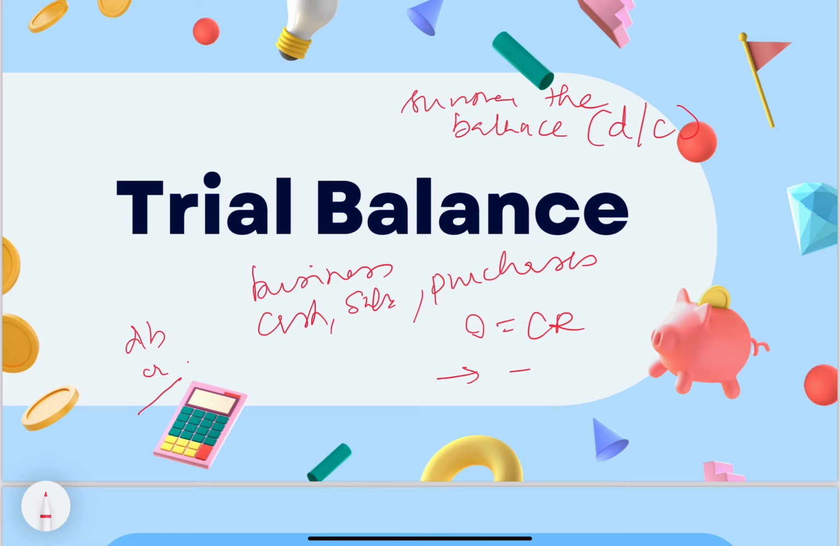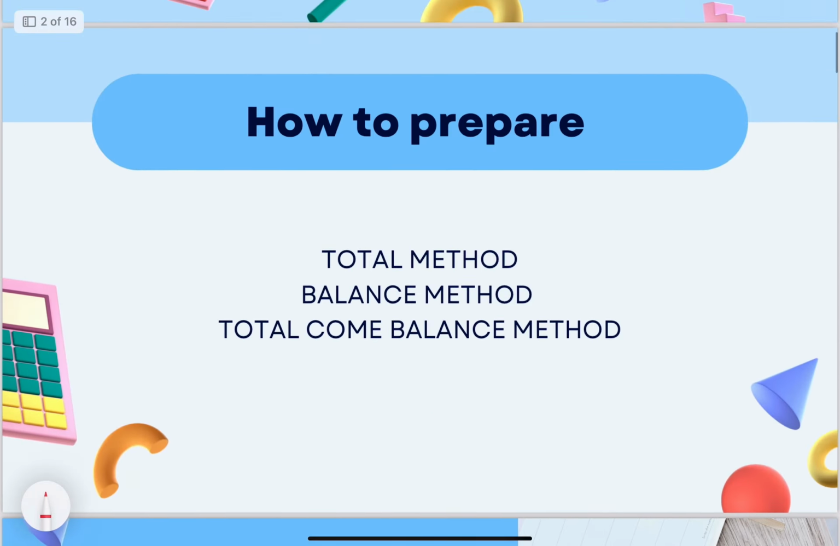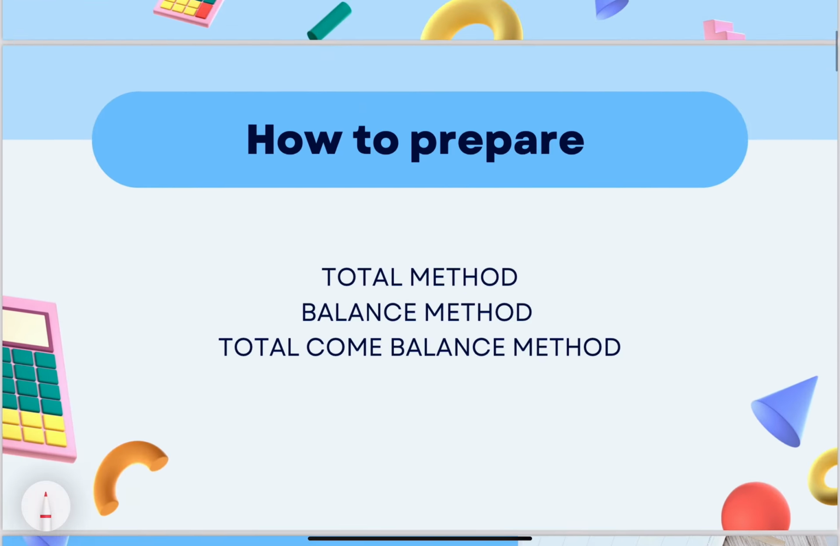So, why is a trial balance prepared? What are the objectives? To ascertain the arithmetical accuracy of the ledger accounts, whether the accuracy is right mathematically. Then to help in locating errors. Then to help in the preparation of financial statements. Understood? So now let's move on to how to prepare.